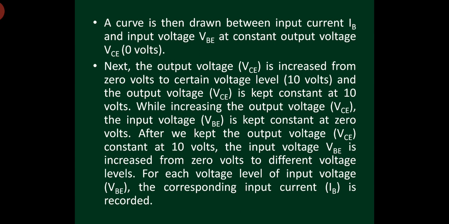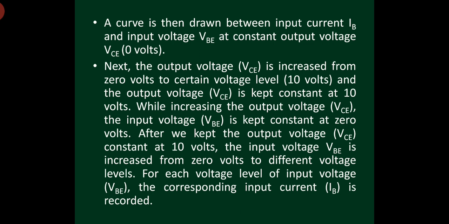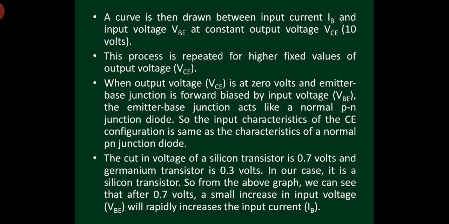So likewise, the curve is drawn between input current IB and input voltage VBE at constant output voltage VCE. Okay. Now take different values of VCE, increase VBE, note the value of IB and plot it on the graph. So this is the graph we will get in common emitter configuration for input characteristics. Okay. Next.